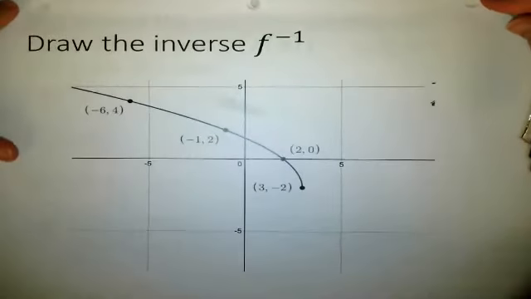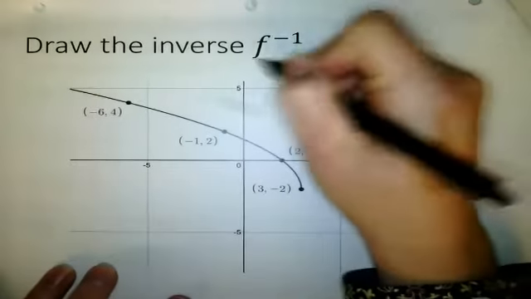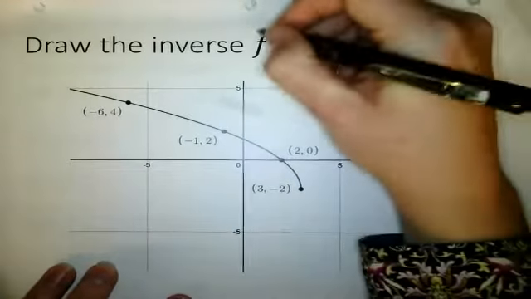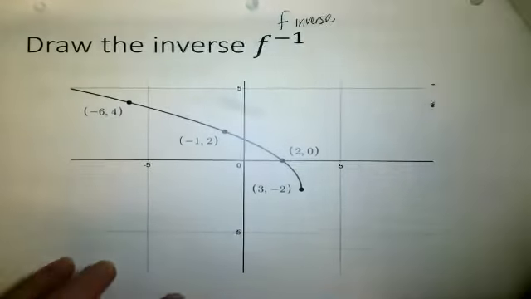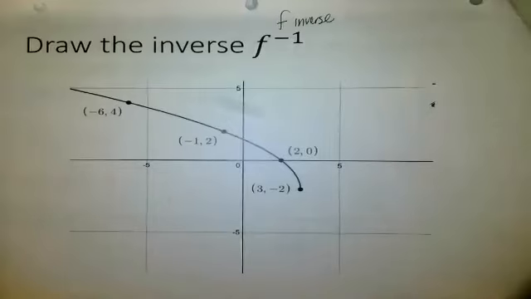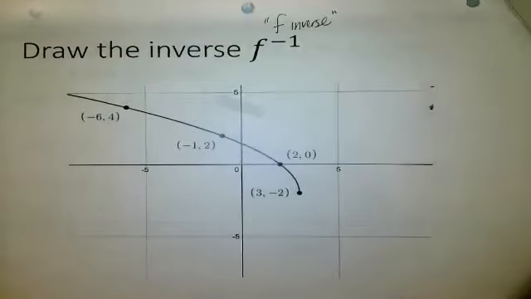And graphically, they're very interesting. So the first thing we're going to do here is draw the inverse. This is the notation for inverse. We would say f inverse. It's not f to the -1 power. This is simply notation, and we read it f inverse. So when you see that f to the -1, know that it's f inverse, not 1 over f.